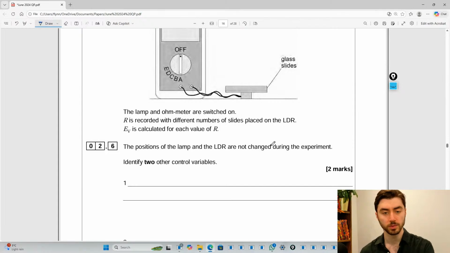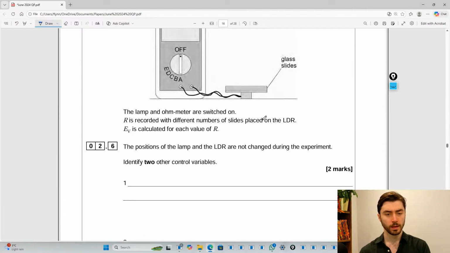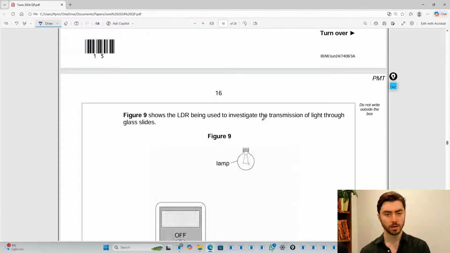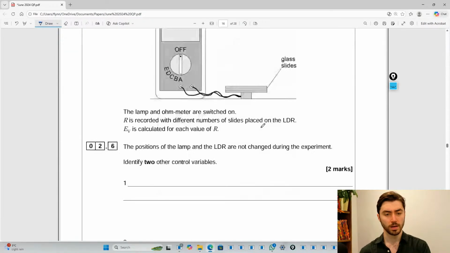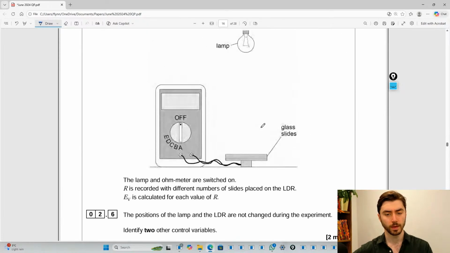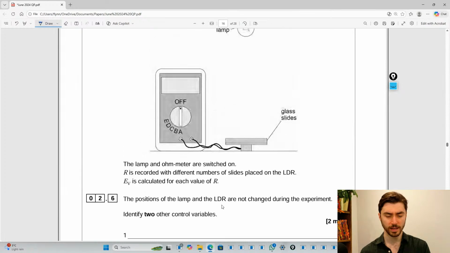The lamp and the ammeter are switched on. R is recorded with different numbers of slides placed on the LDR. Now, placing the slides, I imagine, will decrease the light intensity. The positions of the lamp and the LDR are not changed. Identify two other control variables. Okay, so you want to make sure that any changes in resistance are due only to changes in light intensity. By controlling the positions, that's controlling light intensity.